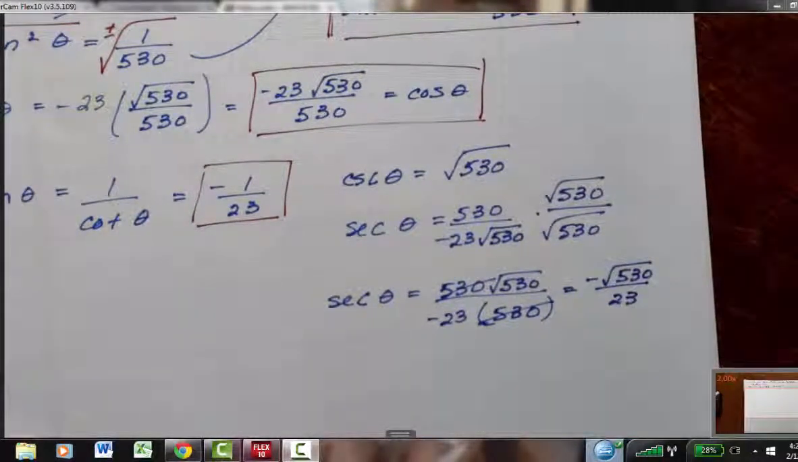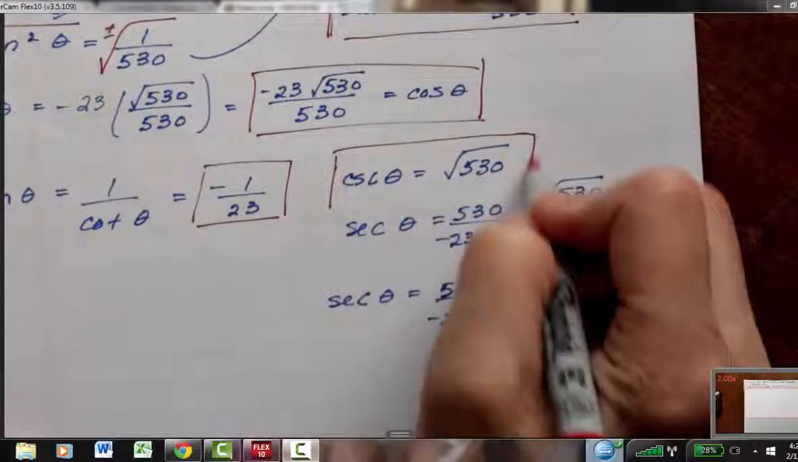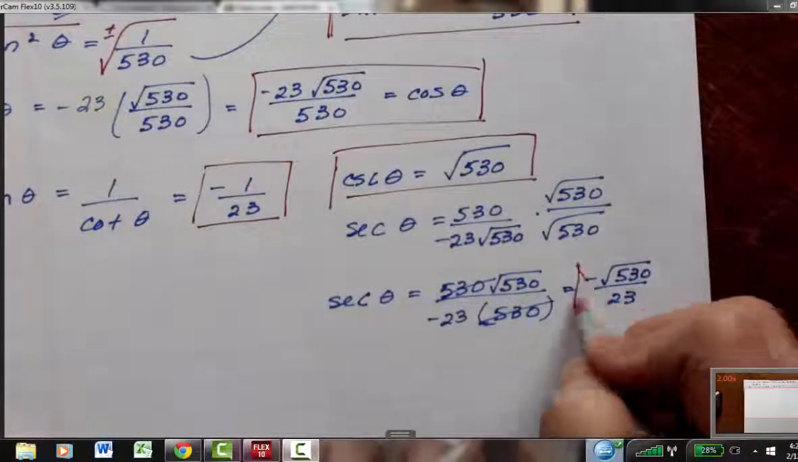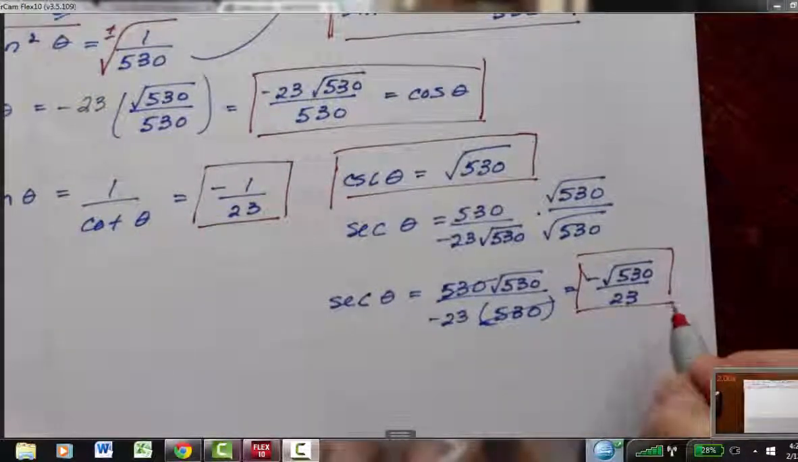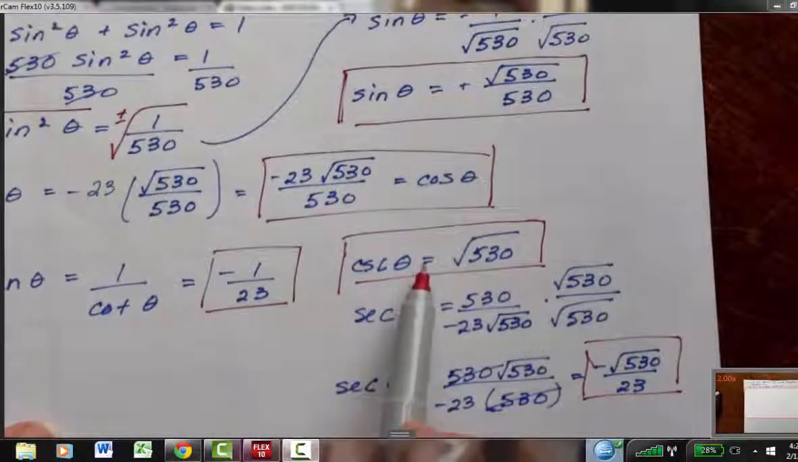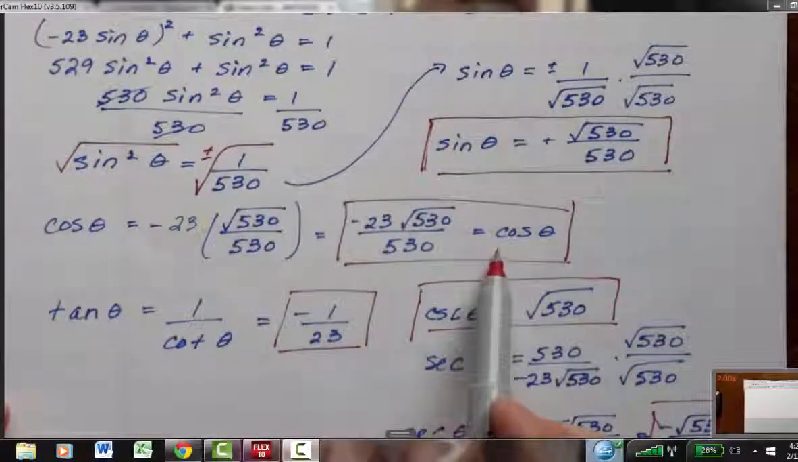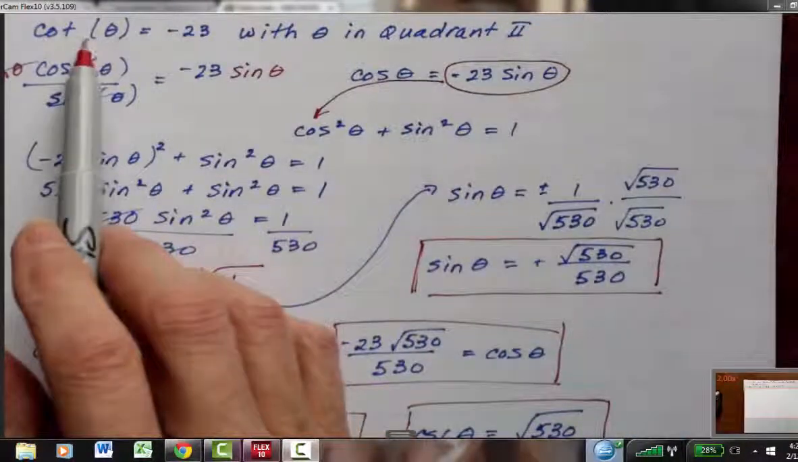So then we have the other three identities that we needed, circular identities. So this is cosecant, and then this is secant. So now we have all six of them. We have secant theta, cosecant theta, we have tangent, we have cosine, we have sine, and we have cotangent.